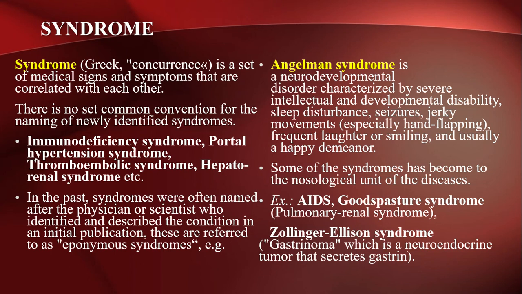For example, Angelman syndrome is a neurodevelopmental disorder characterized by severe intellectual and developmental disability, sleep disturbance, seizures, jerky movements, frequent laughter or smiling, and usually happy demeanor. Some of the syndromes have become nosological units of the diseases. For example, AIDS, Goodpasture syndrome, Zollinger-Ellison syndrome, etc.